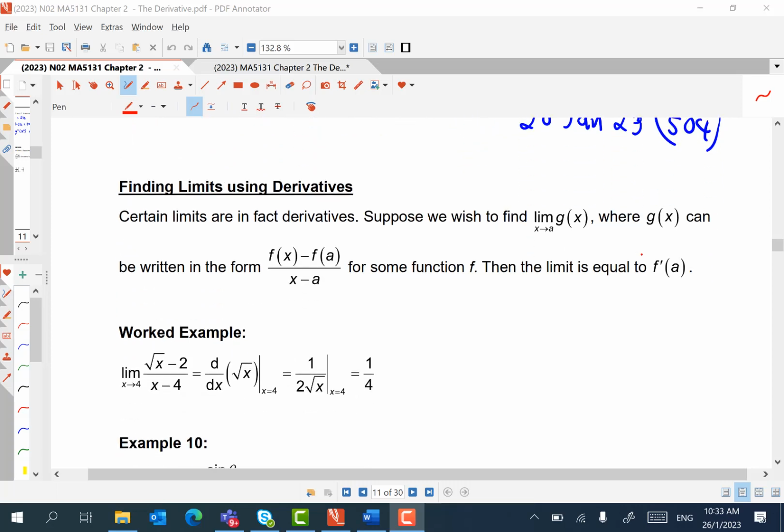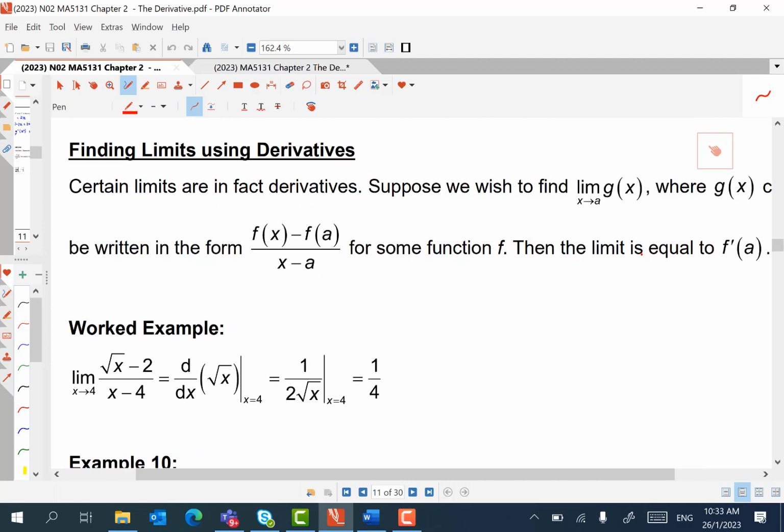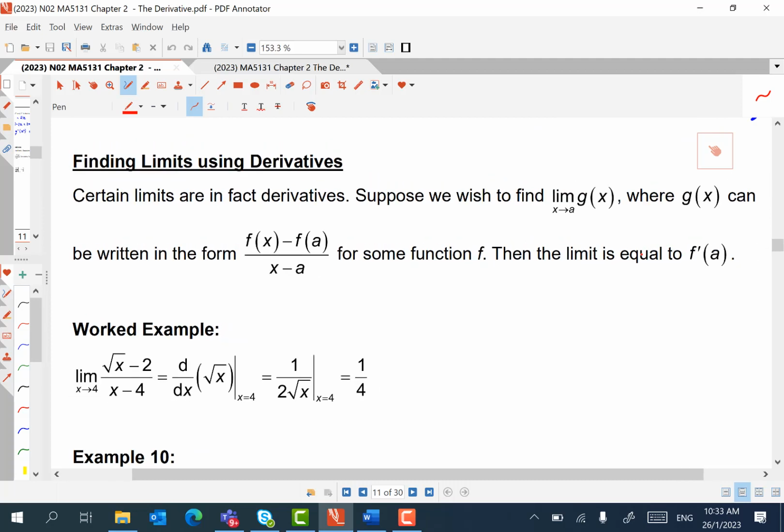Now we want to actually look into this, finding limits using derivative. I want you to realize that what we are doing here is learning another way to compute limits. In chapter 1, we have already learned several methods. Tell me one method that you know of to find limits of a function. We simply just plug it in. True or not? Yes.